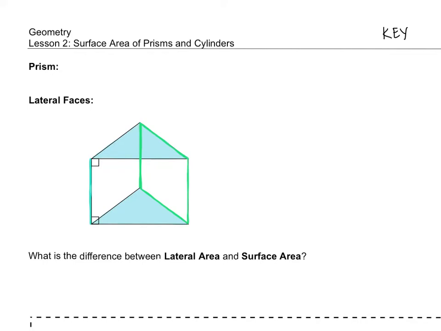Hi, geometry students. We are going to be continuing on looking at surface area. Now, we previously looked at just general solids and seeing them in 3D shape.